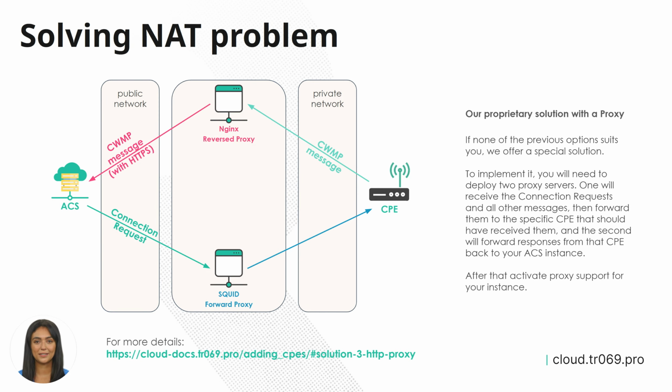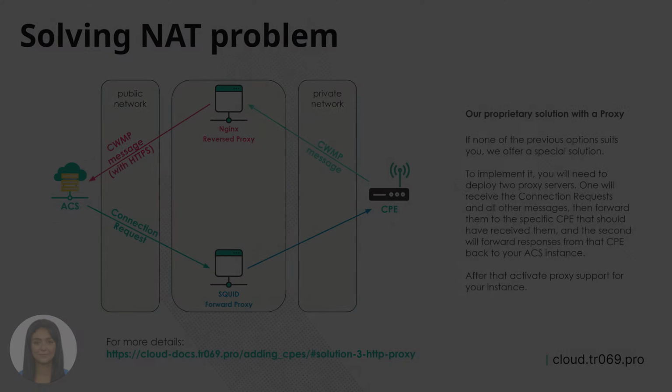Our proprietary solution with a proxy. If none of the previous options suits you, we offer a special solution. To implement it, you will need to deploy two proxy servers. One will receive the connection requests and all other messages, then forward them to the specific CPE that should have received them, and the second will forward responses from that CPE back to your ACS instance. After that, activate proxy support for your instance.